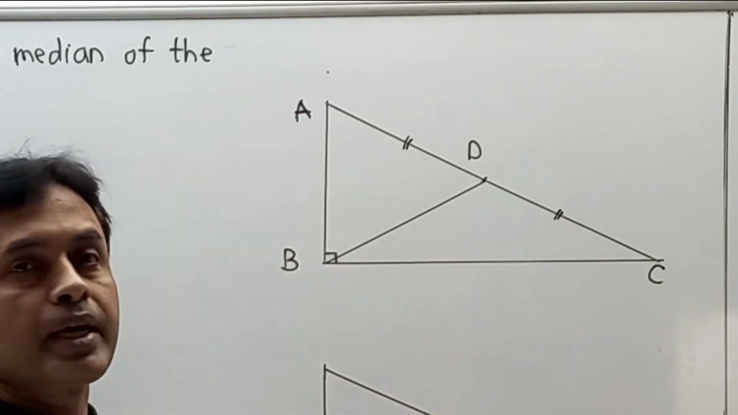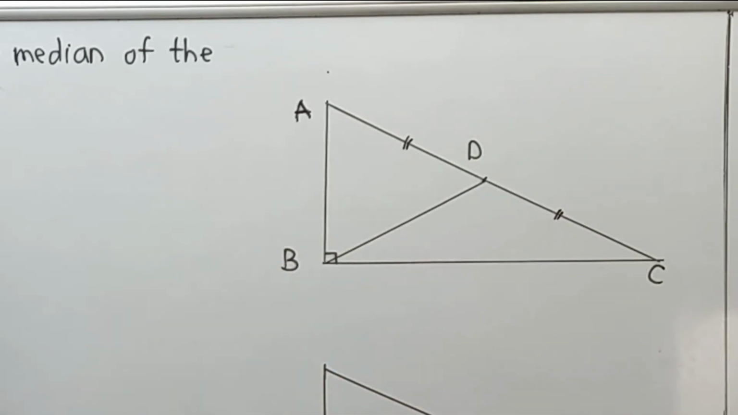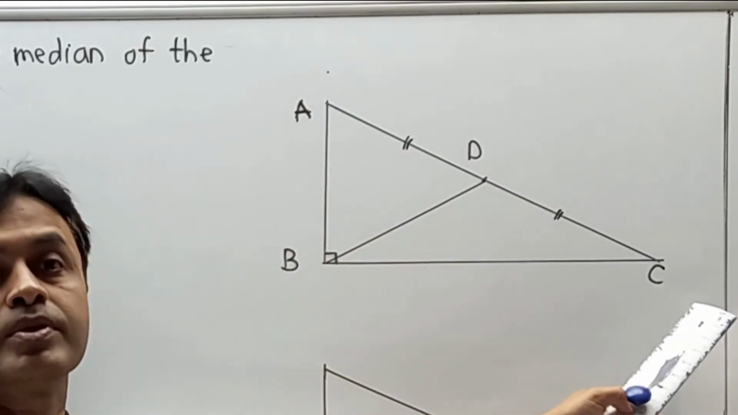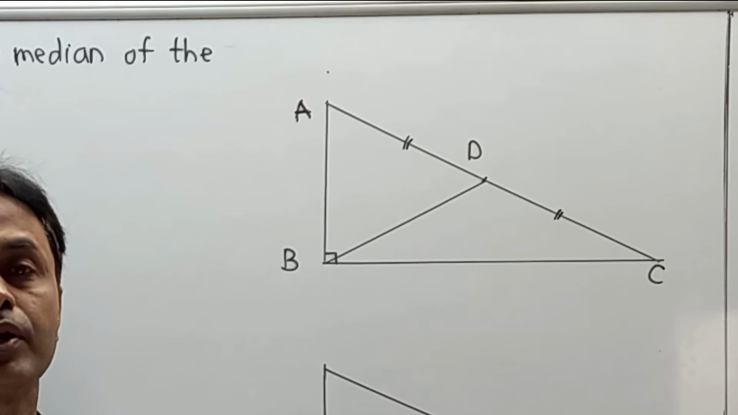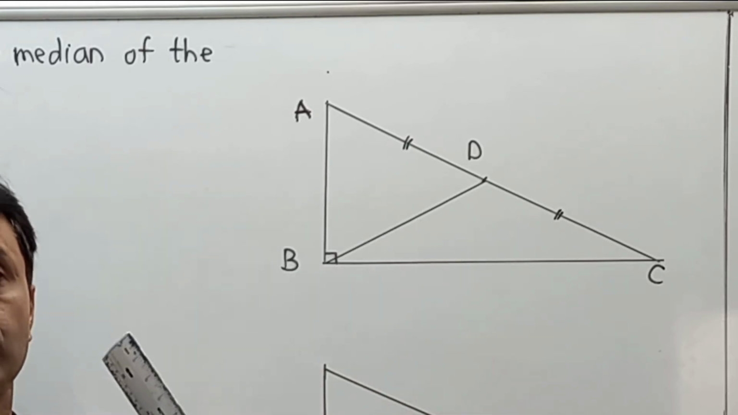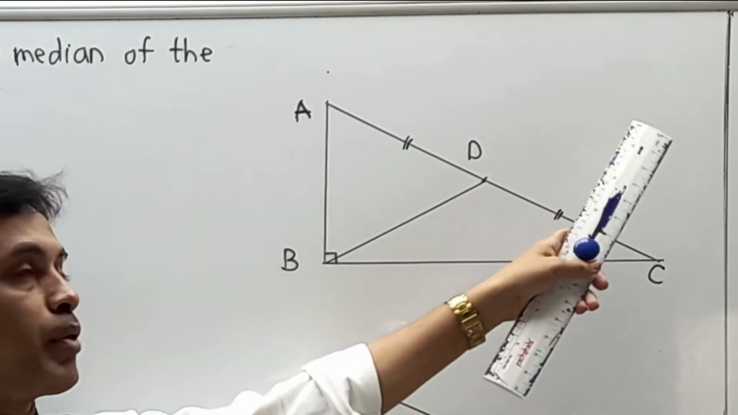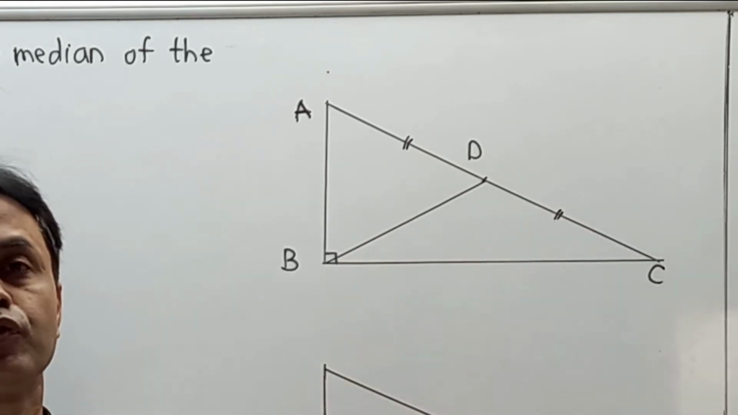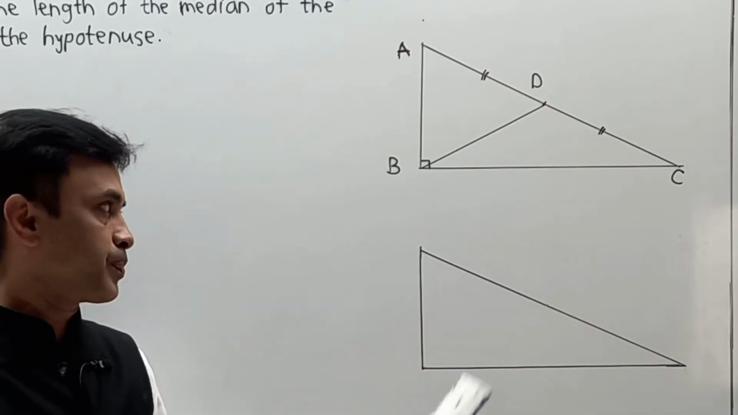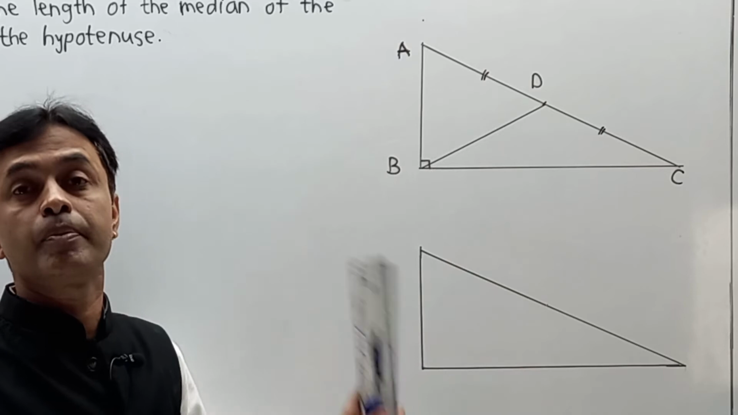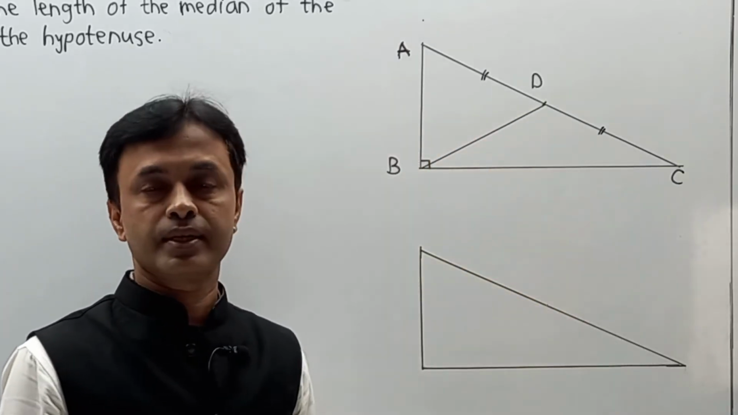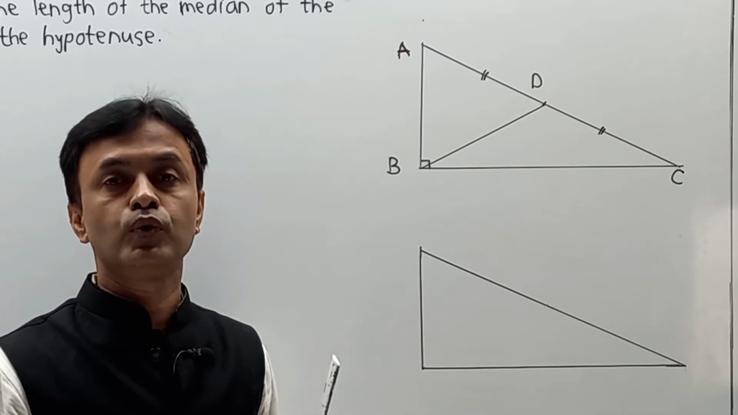Now we have to prove that BD is half of the hypotenuse, meaning half of AC. That part we have to prove. In that case, first of all we are going to write the given and to prove, and after that there is a modification in the construction and proof that we are going to do over here. Now what exactly is the construction we are going to do? Once again, just for understanding, please pay attention. We have to prove that BD is half of AC. Now what is the construction we are going to do for that?